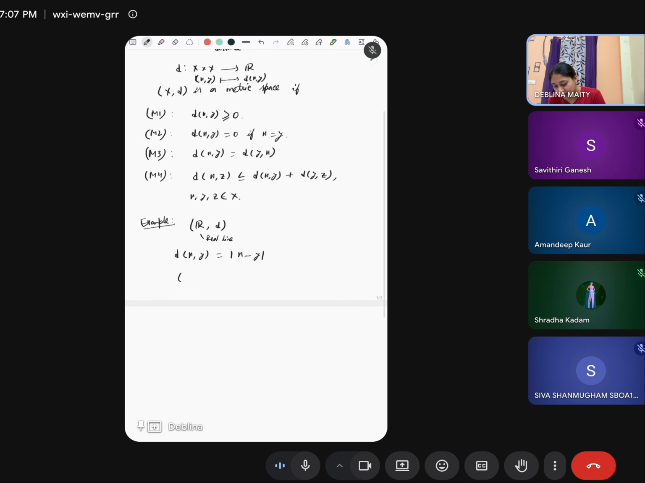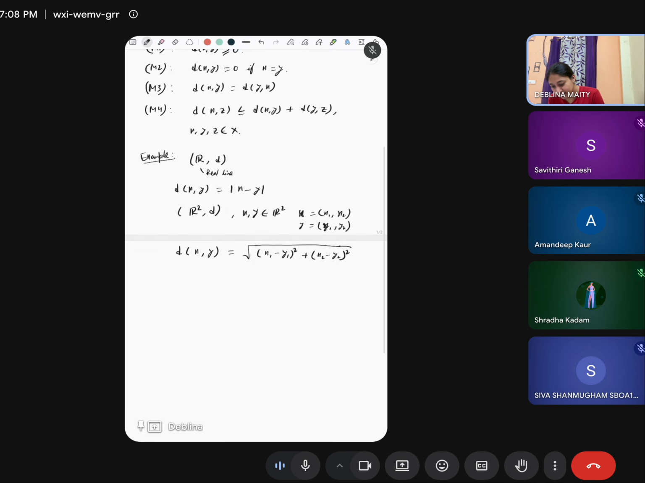And similarly in R2 we can define the Euclidean distance. Since the points x, y belong to R2, x equals (x1, x2) and y equals (y1, y2). So d(x, y) is the square root of (x1 minus y1) squared plus (x2 minus y2) squared. This is the Euclidean distance in R2.